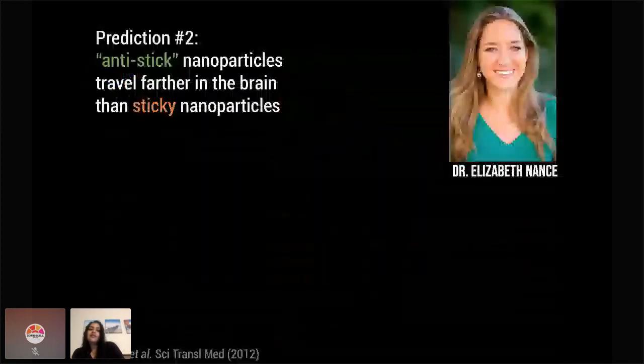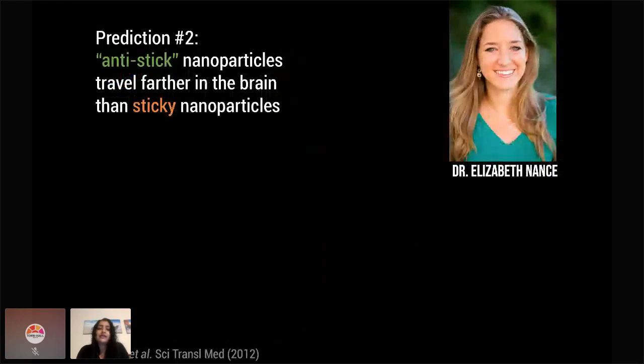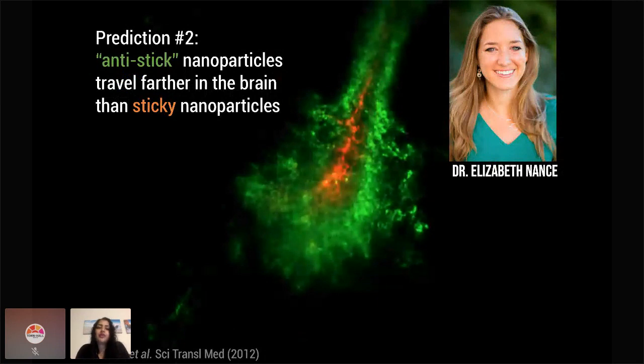Our second prediction is that anti-stick coating would allow nanoparticles to travel through that brain cell maze, to travel farther in the brain compared to nanoparticles without that coating. This is an experiment that my PhD advisor, Dr. Elizabeth Nance, did during her PhD, where she directly injected both types of nanoparticles directly into a rat brain. One hour later, she took a microscope image of how far both nanoparticles traveled. And you can clearly see that those green anti-stick coated nanoparticles did travel farther in the brain compared to the orange ones without that coating.